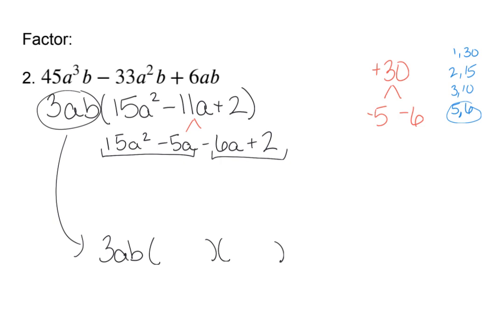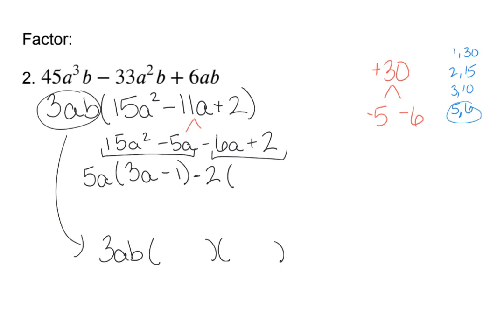So in the first group, I think I can pull a 5 and an A. If I pull a 5A out, that's going to leave me with 3A minus 1. In the second group, it looks like I can pull a 2. But be careful. If I pull a 2, that's going to leave me with a negative 3A. And a negative 3a would not match. So when everybody's signs are jacked up, that means we need to pull the negative. So I'm going to pull negative 2, not just regular 2.